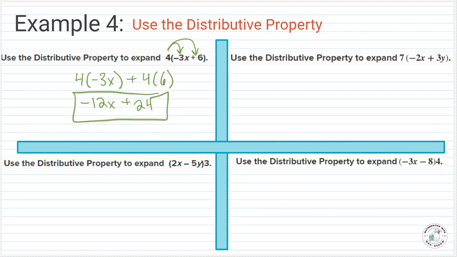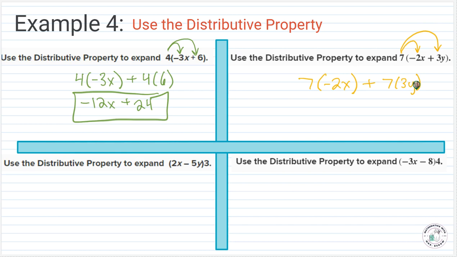So now we're going to do the same thing on this next example. We have 7 multiplied by the quantity of negative 2x plus 3y. So to get rid of those parentheses, we're going to multiply whatever's on the outside to everything that's on the inside. So starting off with the negative 2x term. So again, we can show our steps here. We're going to do 7 multiplied by the negative 2x. We have an addition sign in between, so I'm going to carry that down. And then we're going to do 7 times the 3y.